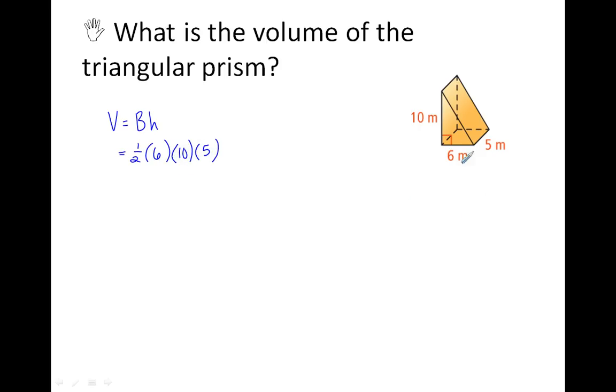Now notice, the height of this prism isn't going up and down like we typically think of height, but remember, the height of a prism is the distance between the 2 bases. Since the base here is the front and the back, the height is that side between the 2. Okay, so 1/2 times 6 is 3, times 10 is 30, times 5, we get 150. Our unit was meters, so we have cubic meters, or meters cubed.